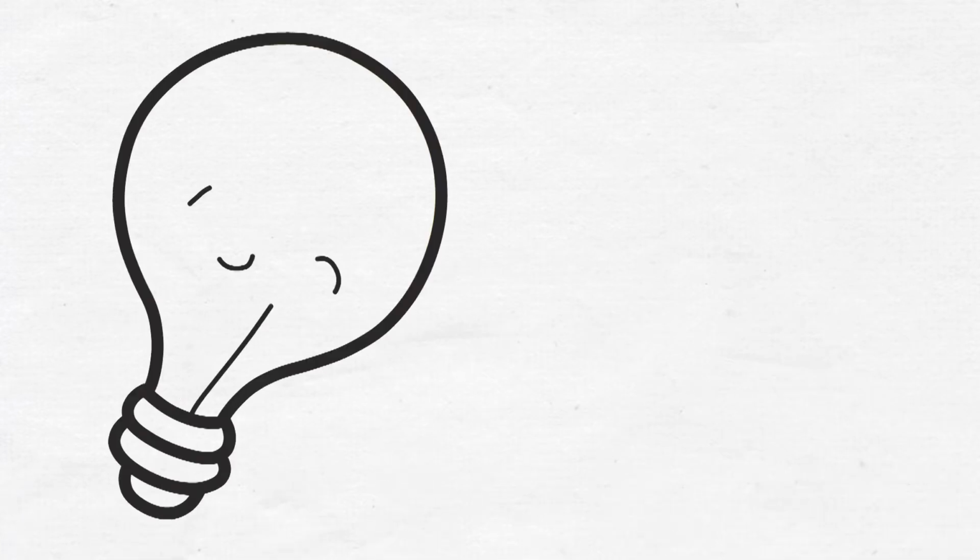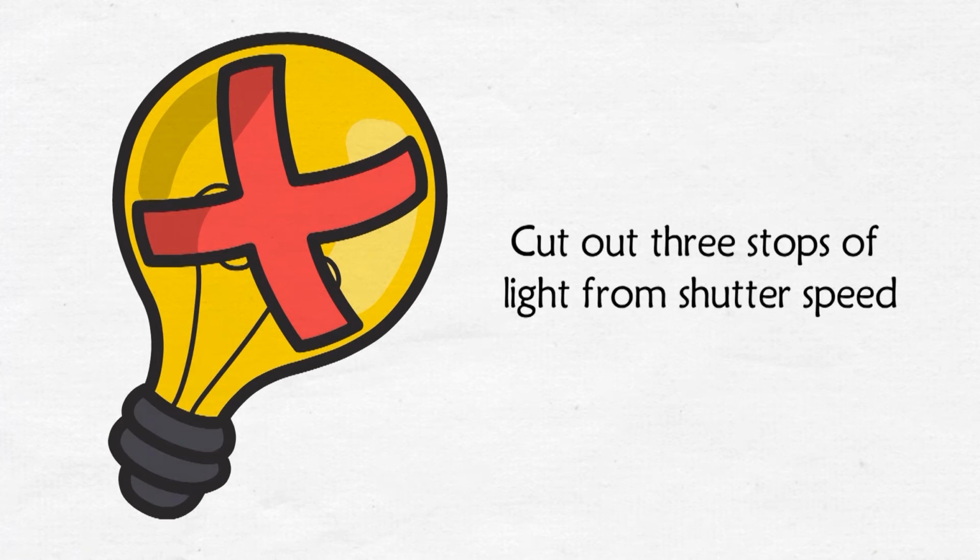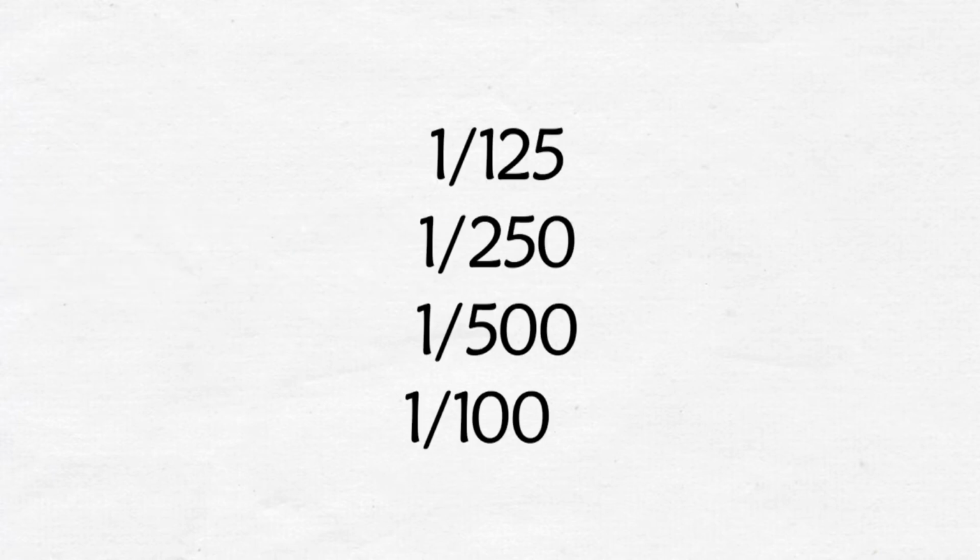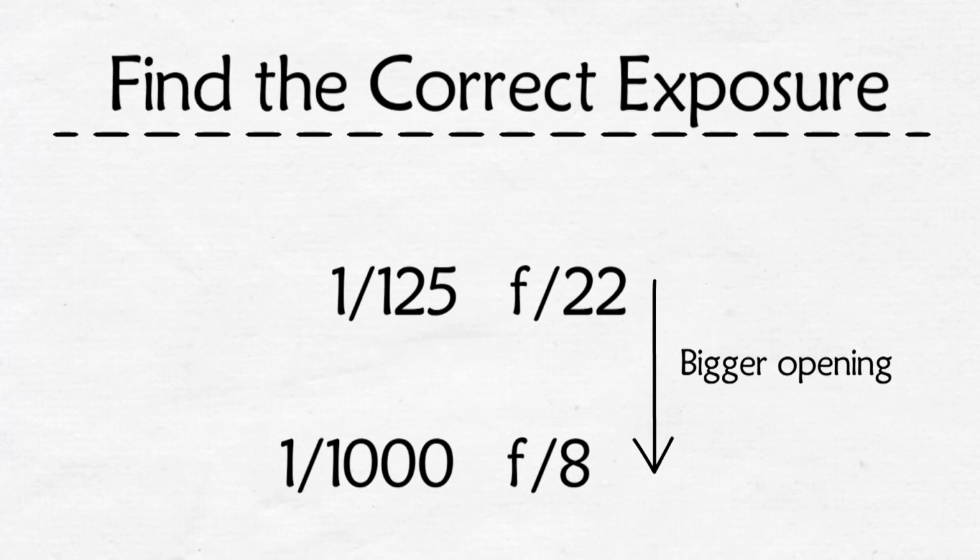So, I got to cut out 3 stops of light from the shutter speed. So, from 1 by 125 I move on to 1 by 250, 1 by 500, and then 1 by 1000. So, 1 by 1000 f8 will be my right answer. So, 1 by 125 f22 and 1 by 1000 f8 both will give me the right exposures. Again, the effect on the photograph you take will be different. You will see a marked difference between these two apertures and shutter speeds.